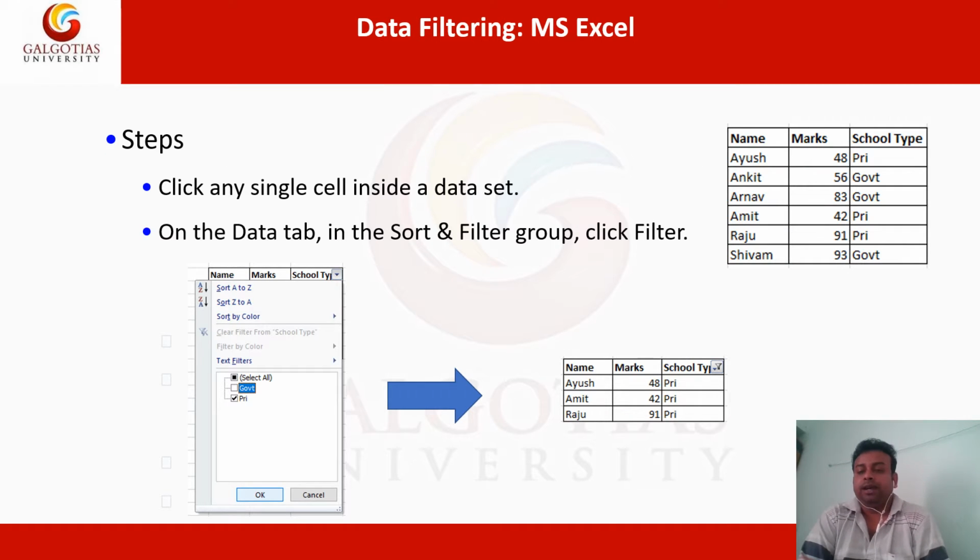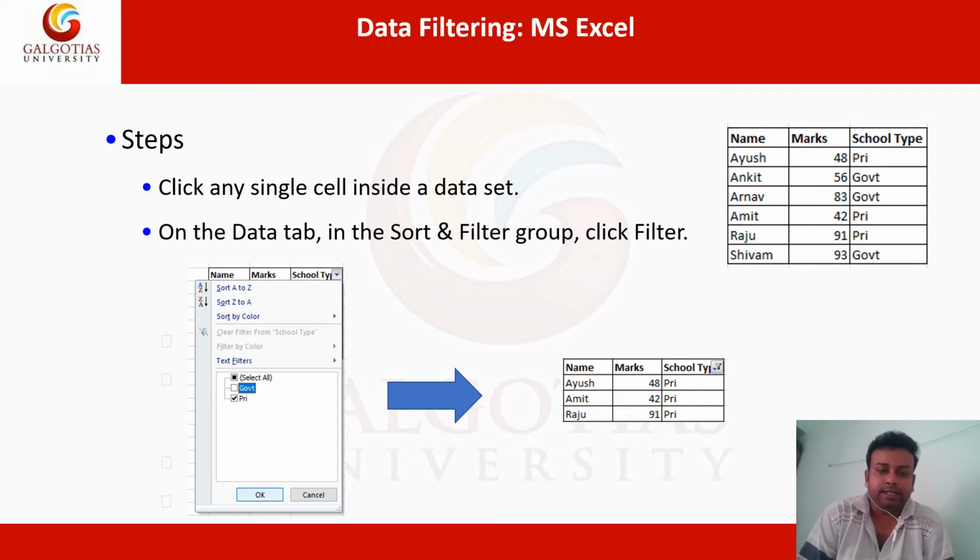We perform this operation using MS Excel. The things will be much clearer from an example. We are taking this particular example which is shown at the top of the slide. Here I am considering the name, I have taken six different entries, and marks and school type. This is the result of some students who may be studying in a private school or government school. From here I will filter out the students who are studying in the private school.